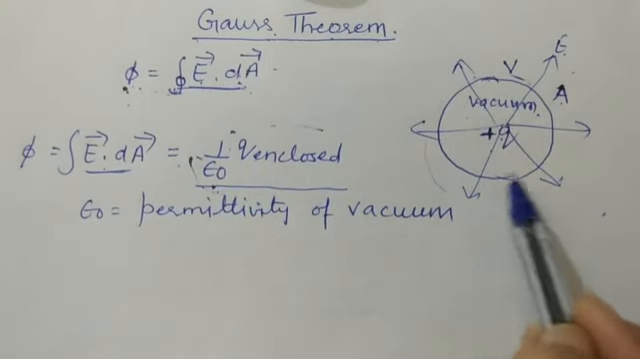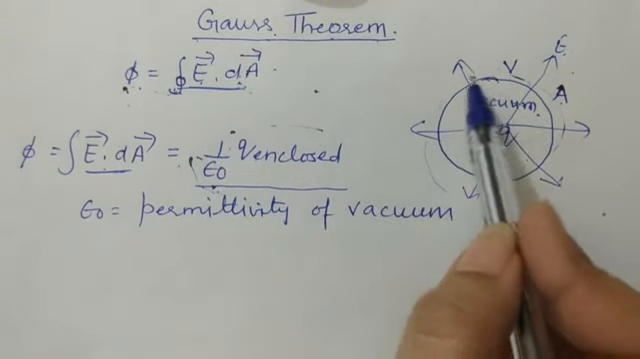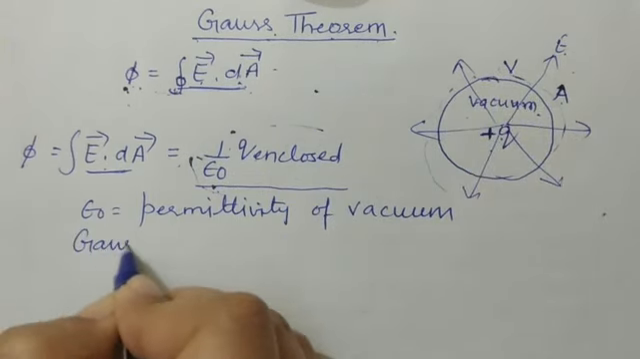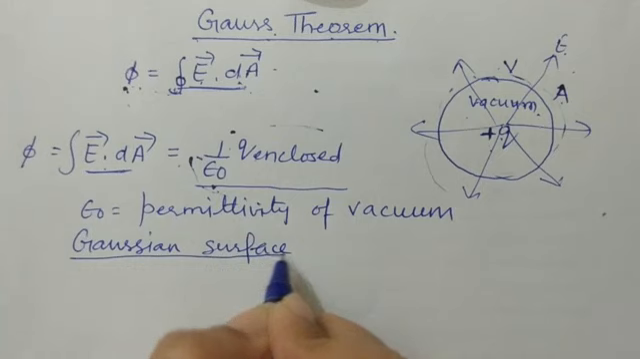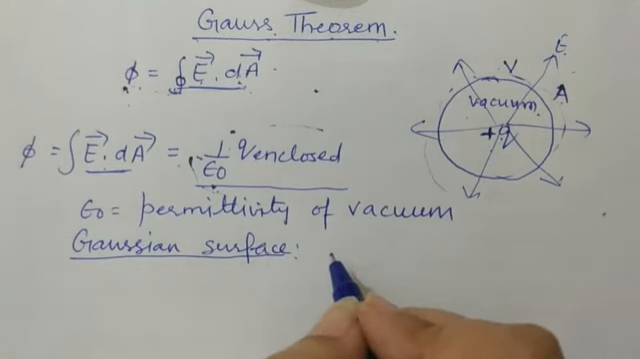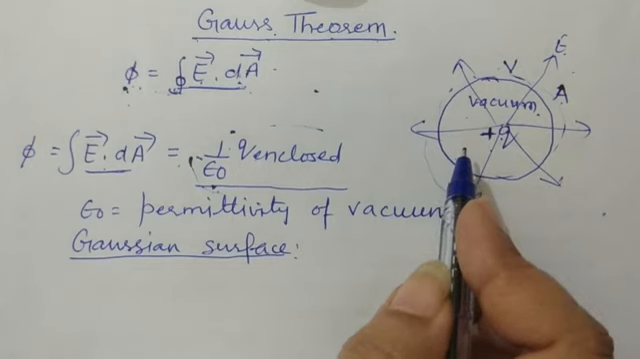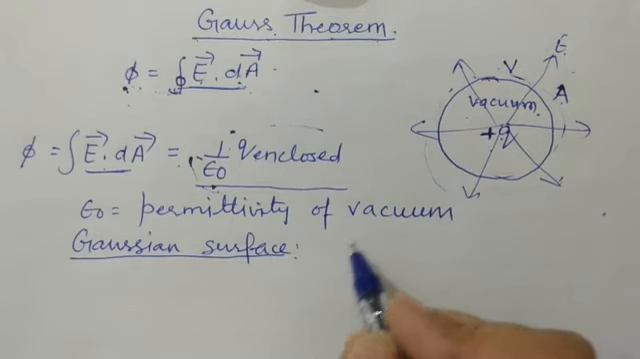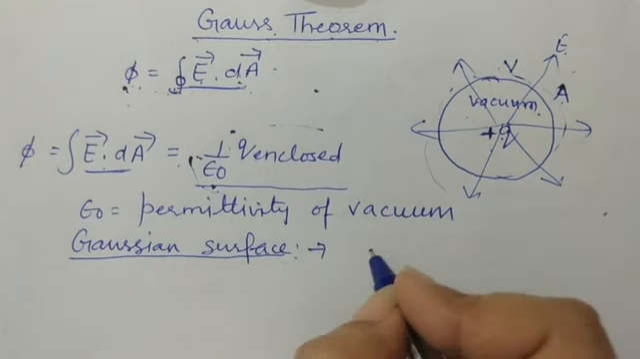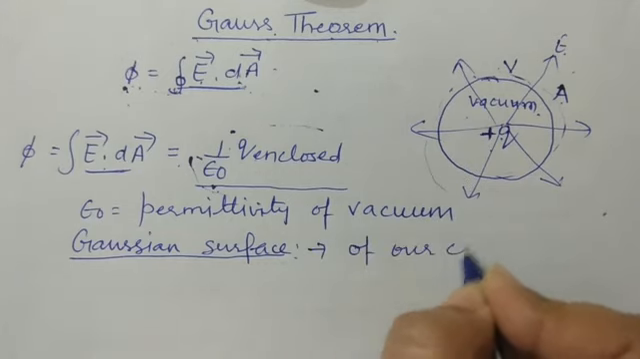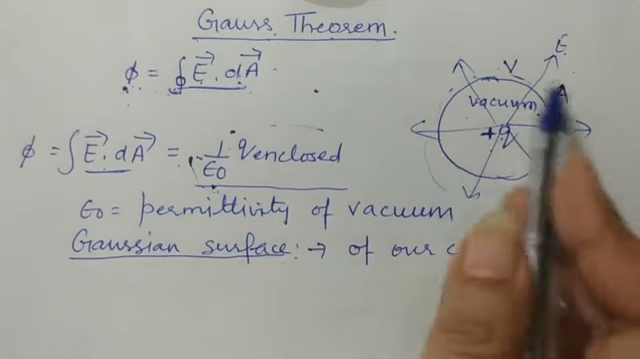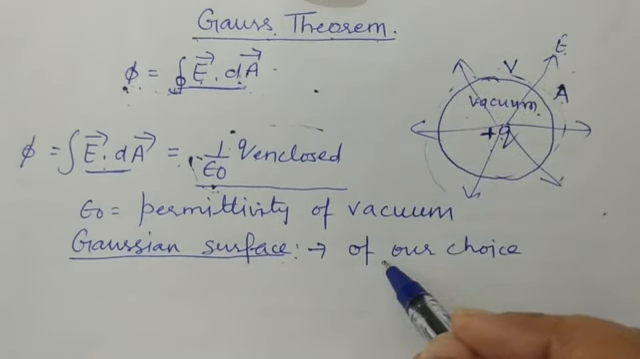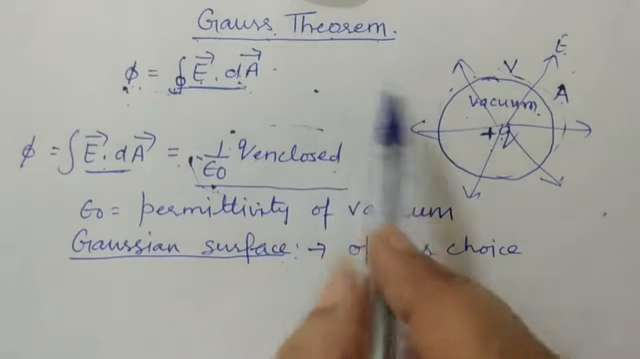The surface that we have taken here to calculate electric flux is called a Gaussian surface. Now, how do we define a Gaussian surface? A Gaussian surface is the surface chosen to calculate the surface integral or to find the electric flux. This surface is of our choice. I mean, we can always choose the shape or size of this surface according to our convenience. We'll choose such a surface so that we can calculate this flux easily.